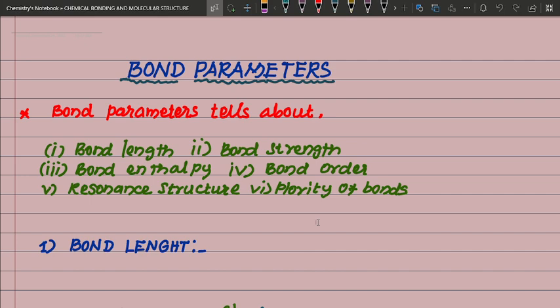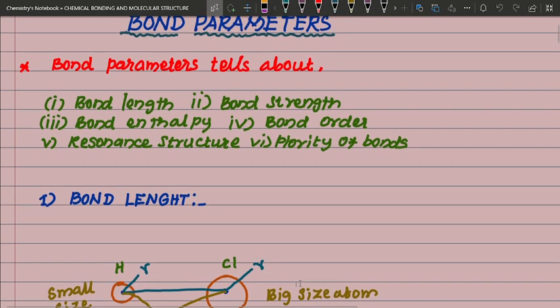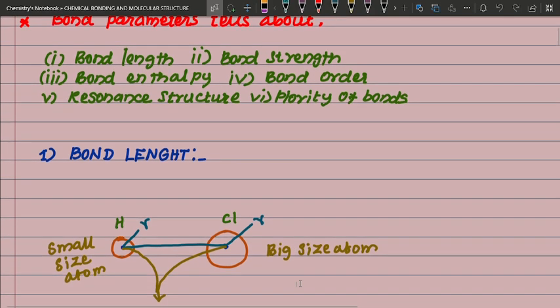Bond parameters tell about bond length, bond strength, bond enthalpy, bond order, resonance structure, and polarity of bonds. Let's see first, bond length.